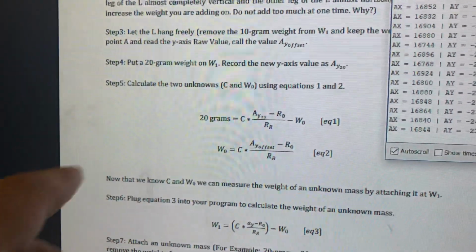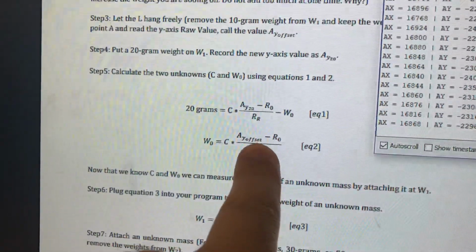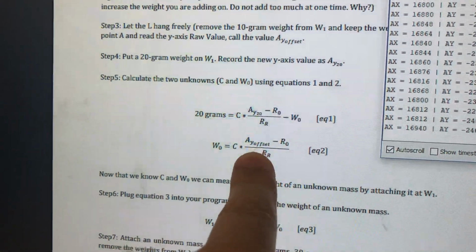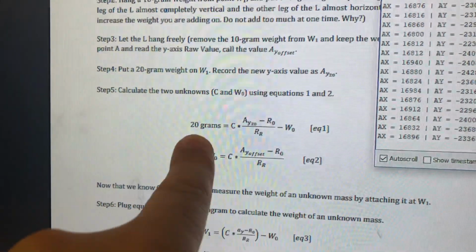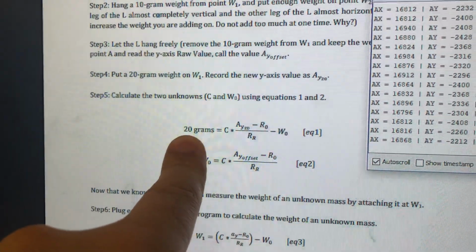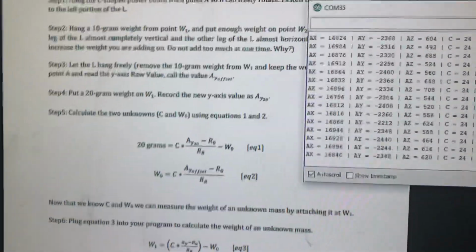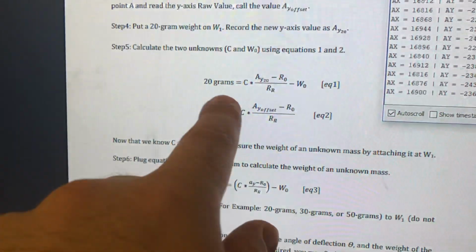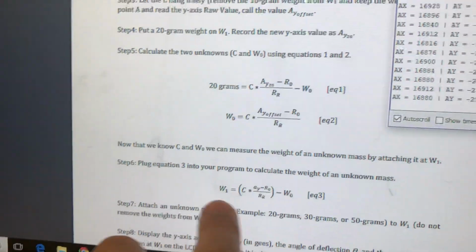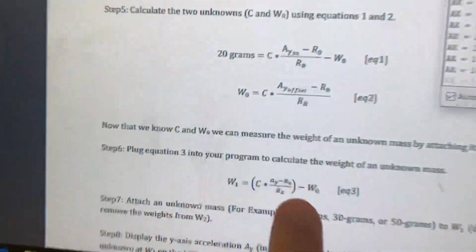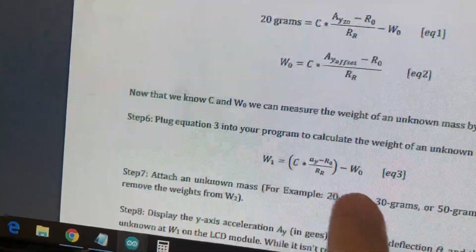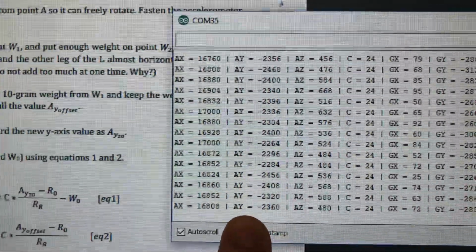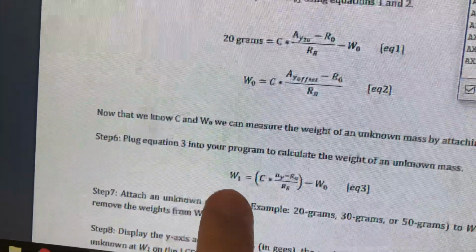If you have, for example, 50 and 100 grams, so you have to find Y offset for 50, and for 100, you have to find Y offset for 100, and this will be 100. So that depends on the weight, okay? So once you find W and C, you can write this equation in your code. So you already know W and C, R sub R, R sub naught, and AY, I told you it's the AY, the raw data, okay? So you can find W1.